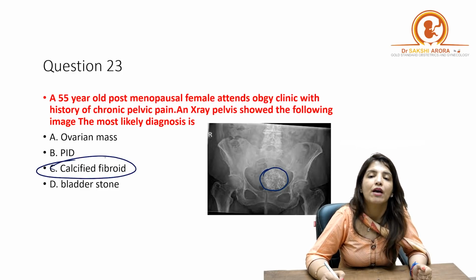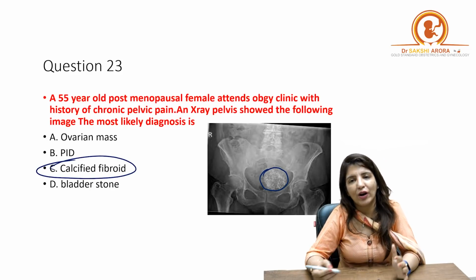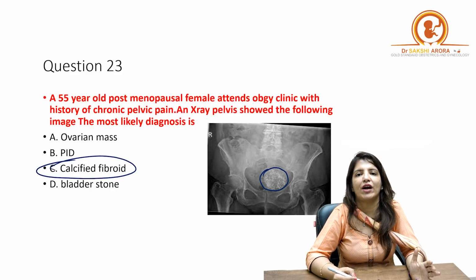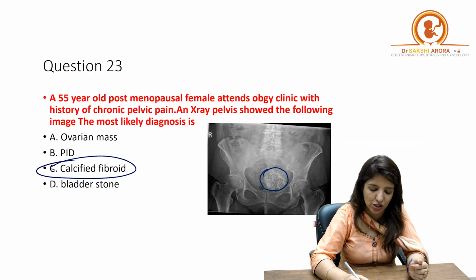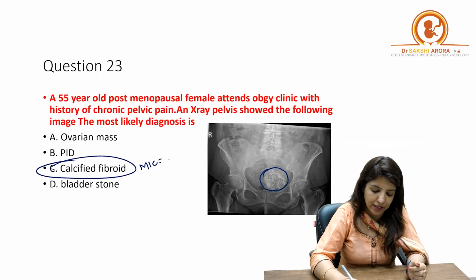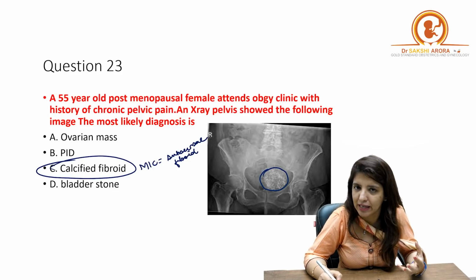Now at 55 years in a postmenopausal female, if you see a calcified pelvic mass, most probably it is a calcified fibroid. Because fibroids, they undergo degeneration, right? And one of the degenerations which can happen in a fibroid is calcareous degeneration, and calcareous degeneration is more common in a subserosal fibroid. Right? So when you do an X-ray, you get a popcorn calcification like image.